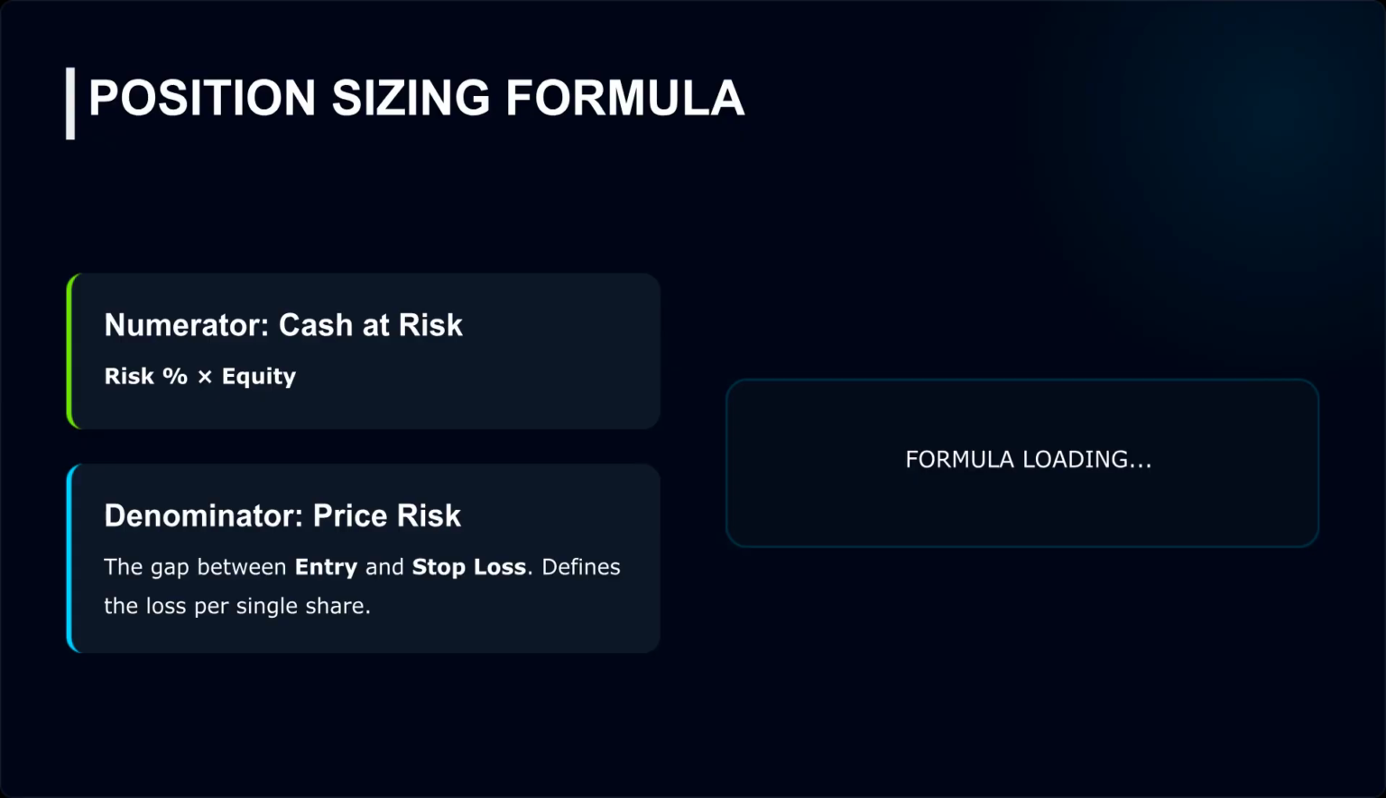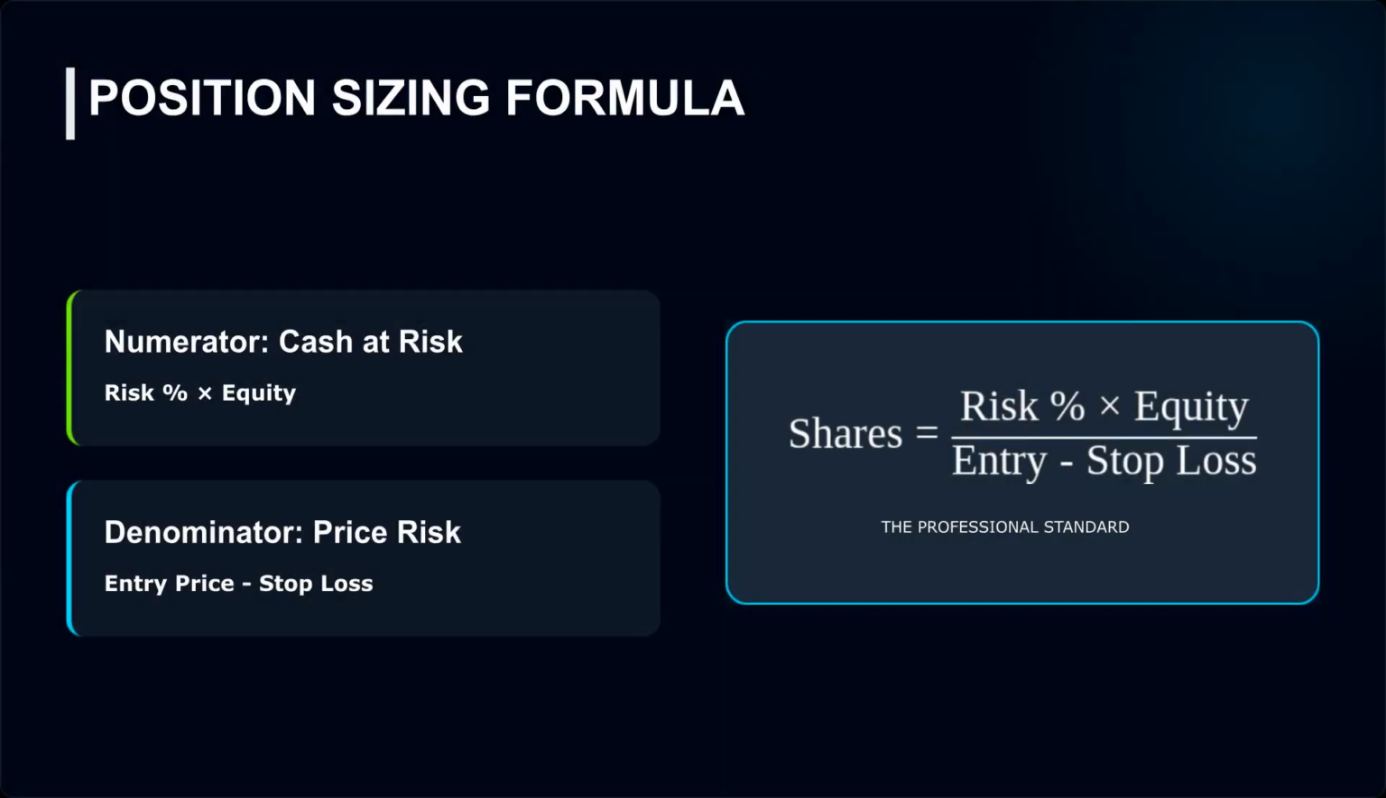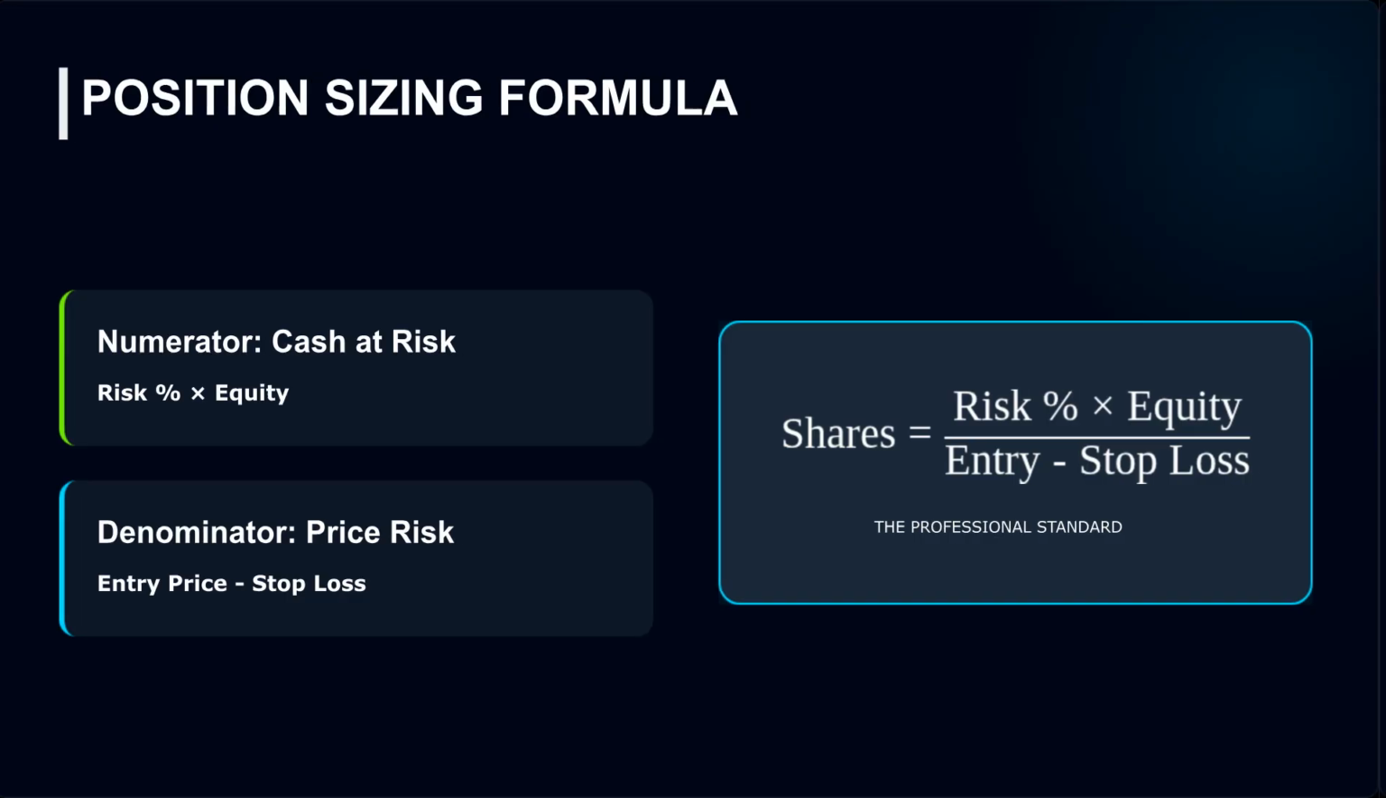Next, we have the denominator, the price risk. This is the gap between your entry price and your stop loss, which defines the potential loss for every single share you buy. By dividing your total cash risk by the risk per share, you get the exact number of units to trade. This professional standard ensures your risk remains consistent regardless of market volatility.